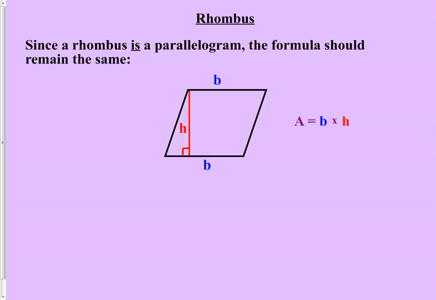All right, a rhombus. Okay, rhombus is another type of parallelogram, and that's an important piece of information to remember. A rhombus is a type of parallelogram. Well, the formula for finding the area of a parallelogram is area equals base times height. So since it is a parallelogram, it will follow the same formula.